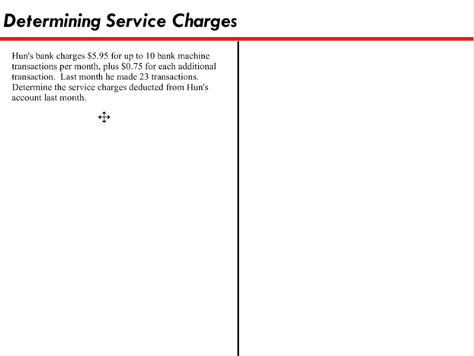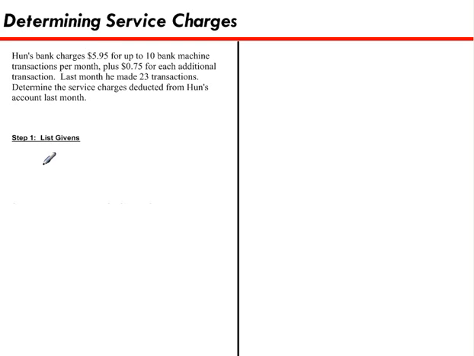Alright, so Hun's in for some bad news because his bank gives him 10 transactions for $5.95, but last month he made way more than that. He made 23 transactions in total. So we're going to see how much money comes out of his bank account. Let's get things started by listing our givens.